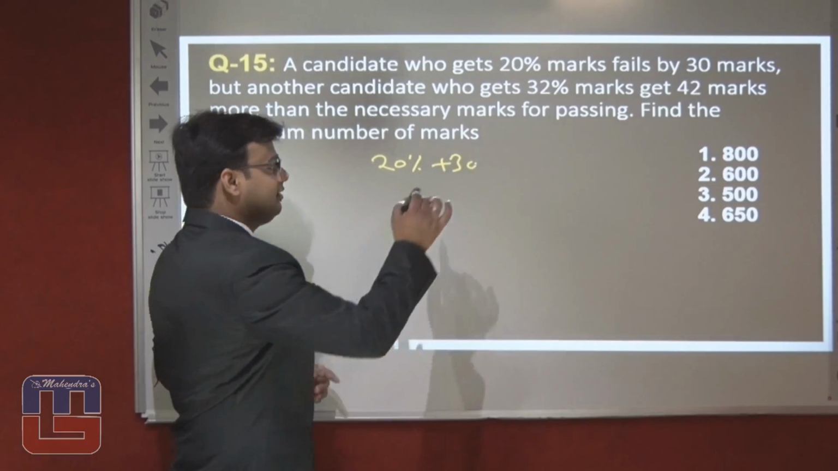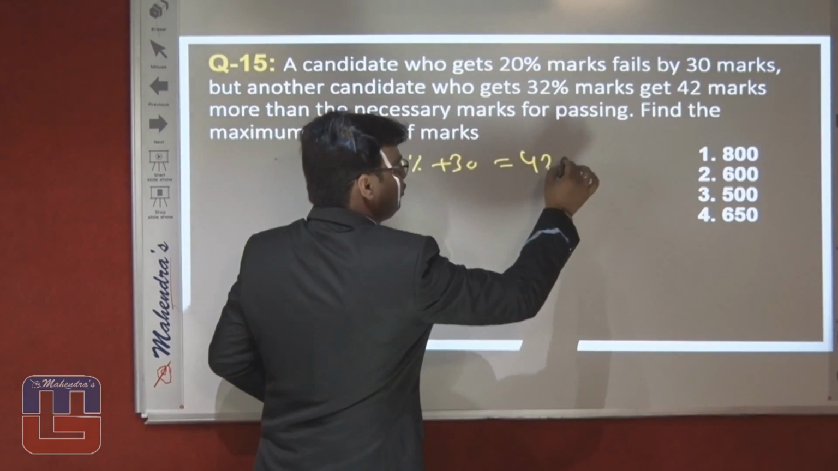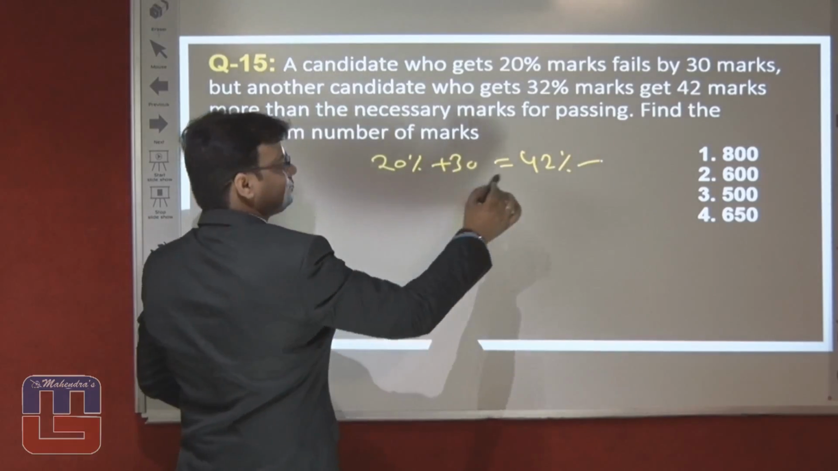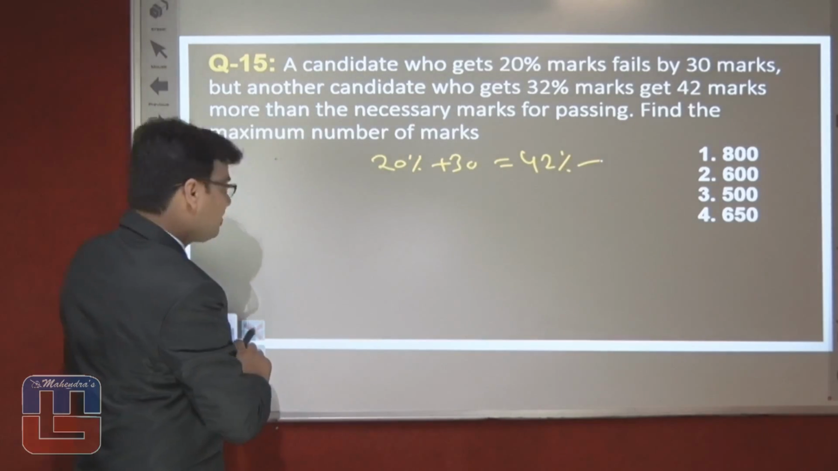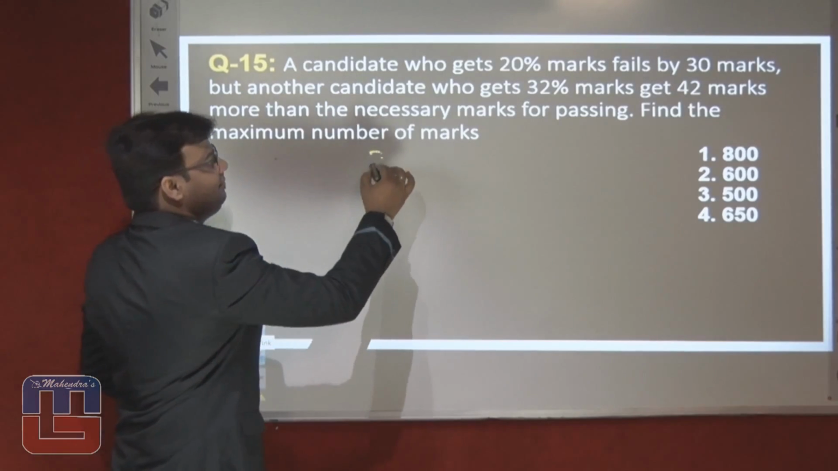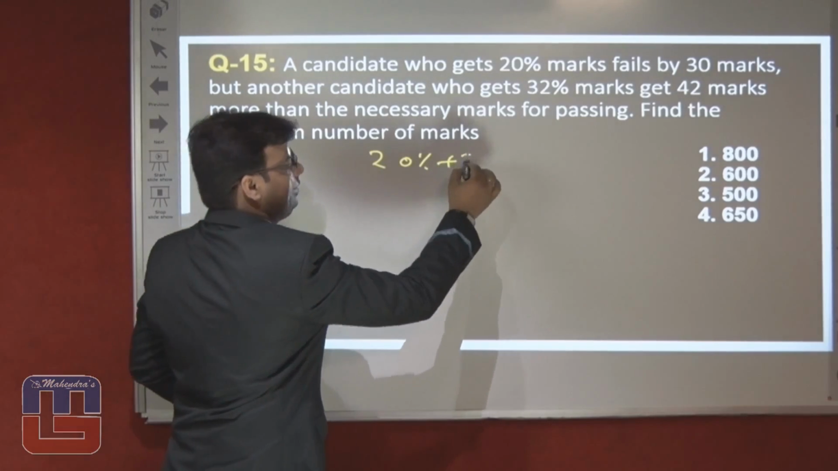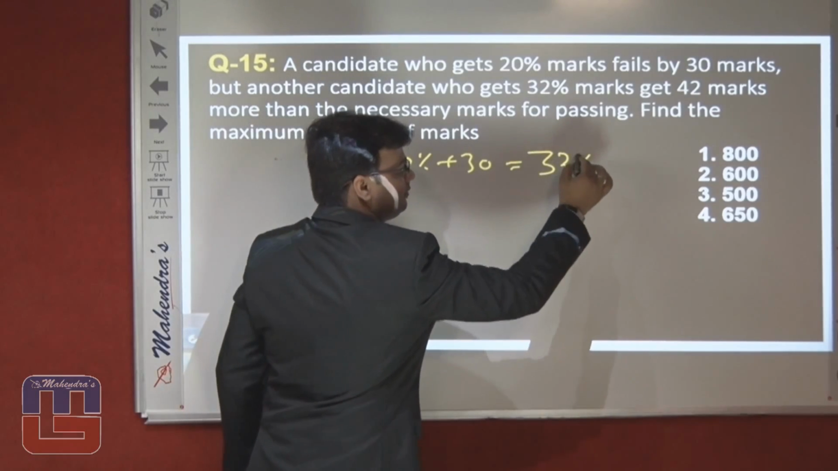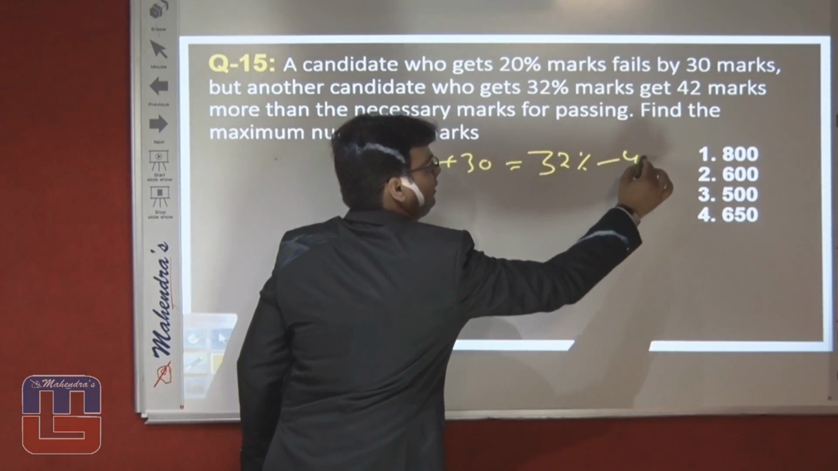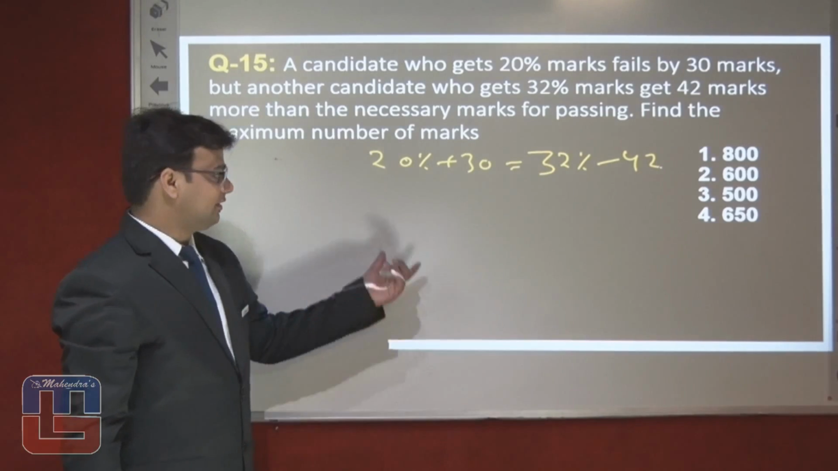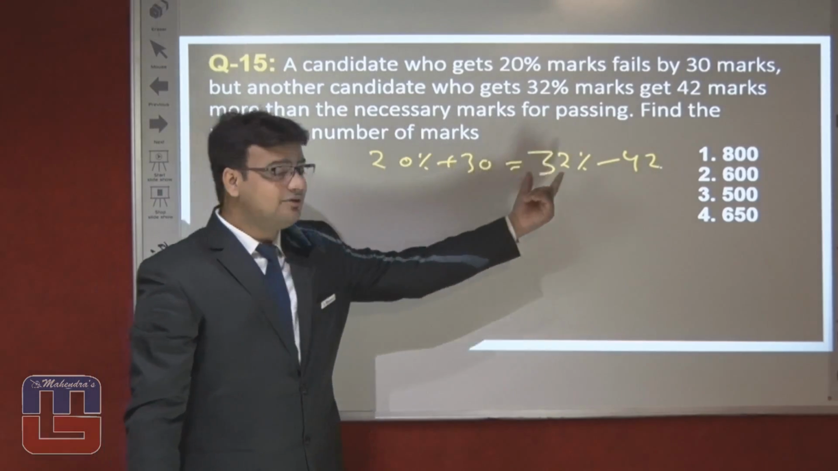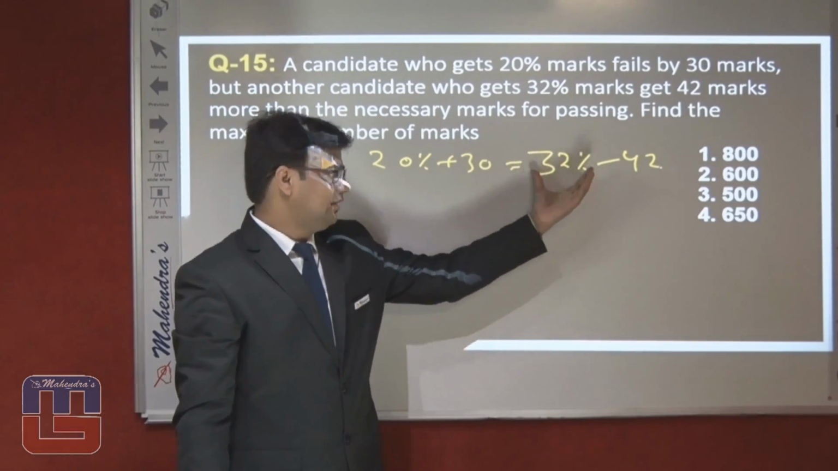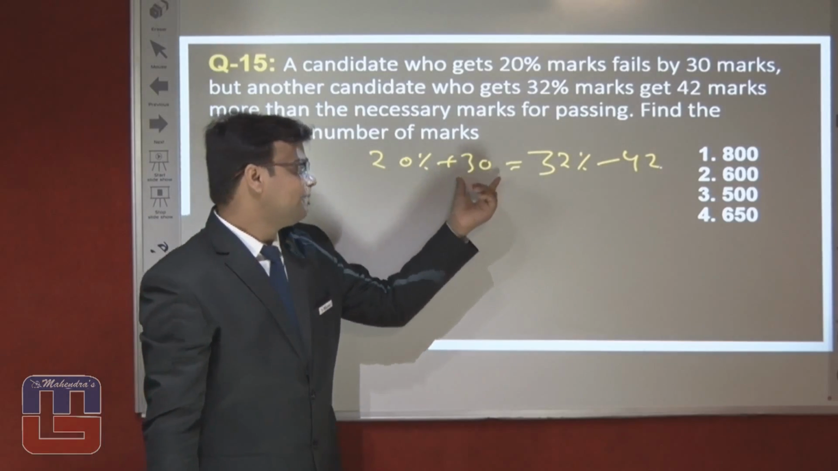It's clear. Then we use here 20% plus 30 is equal to 32% minus 42. It's clear. It's a passing marks. It's also passing. Both are equal. Then we equate these two things.